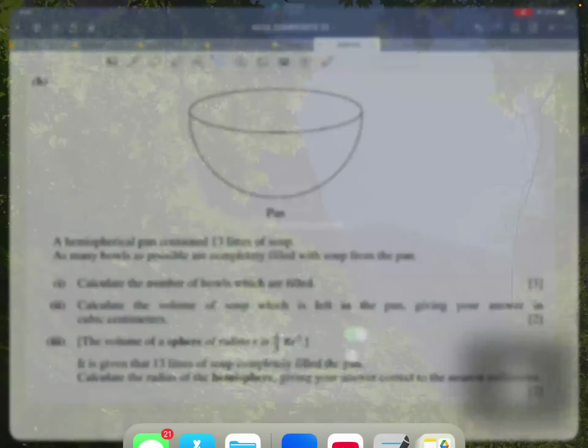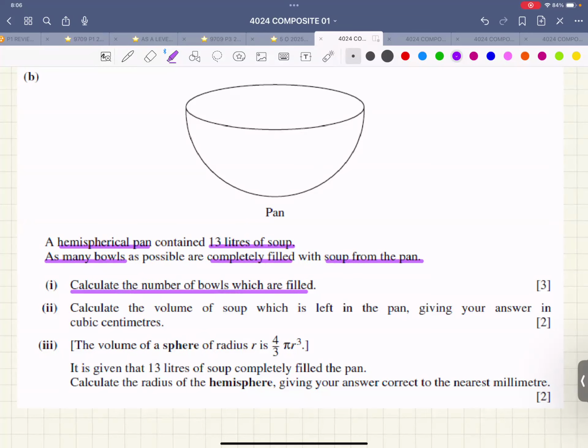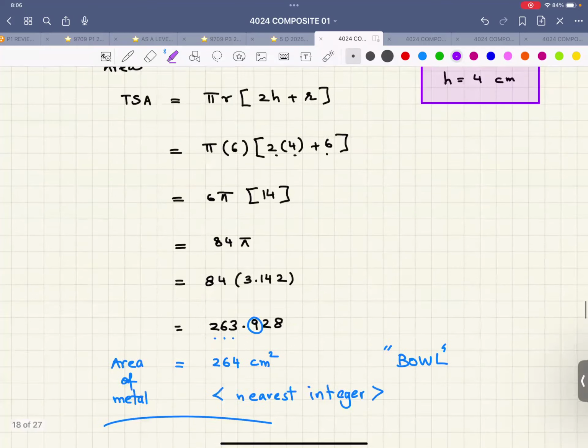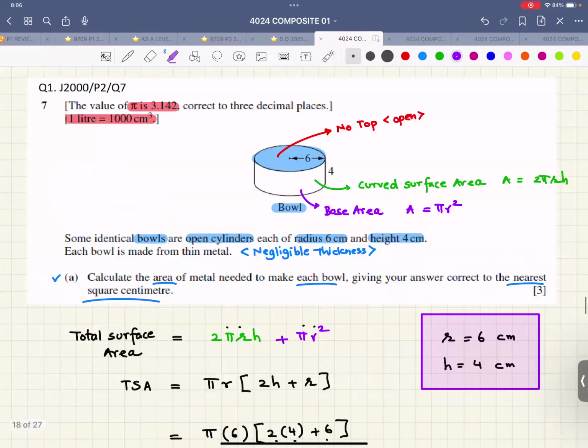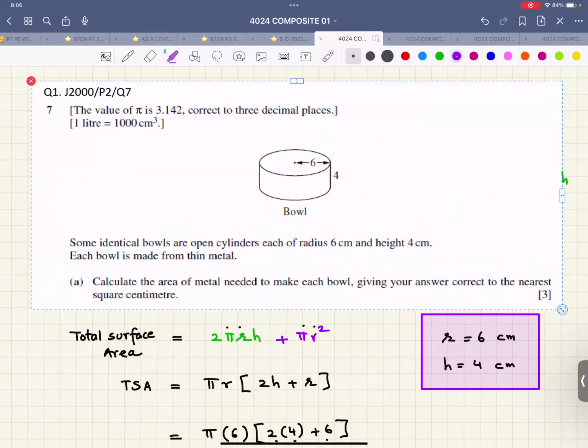So now let's look at this question. The question says a hemispherical bowl. First, let me underline it, then I'll show you the solution. A hemispherical pan contains 13 liters of soup. As many bowls as possible are completely filled with soup from the pan. Calculate the number of bowls which are filled. I think it's related to, okay, it's related to this part. My bad, I forgot to send you people this thing.